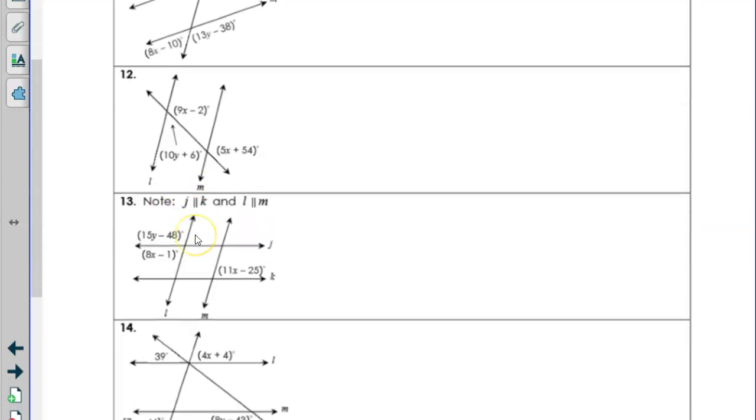Our number 13, we have multiple sets of parallel lines, and they're telling us that both sets are parallel, which is convenient, so we can connect the groups going through either sets of parallel lines. But there's a lot in here, so look at it. Tell me what you think we can do.